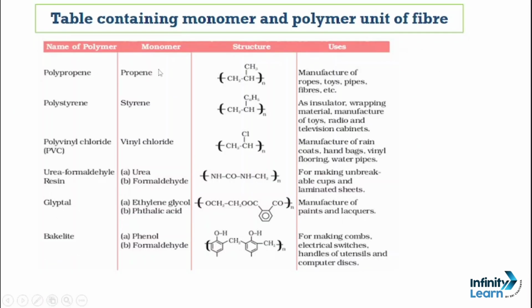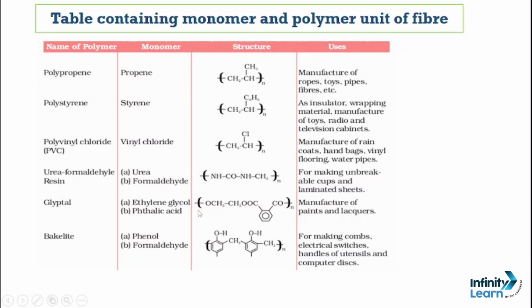Okay, hello friends, so here we have taken a table containing monomer and polymer unit of fiber, which is showing many examples that are related to polymer and monomer topics and their uses. For example, small units of propene join together and make a big structure of a polymer named polypropene, and its structure is given here, and the uses of this will be it is used in the manufacturing of ropes, toys, pipes, fibers, etc. Rest all the examples you can see by pausing this video.